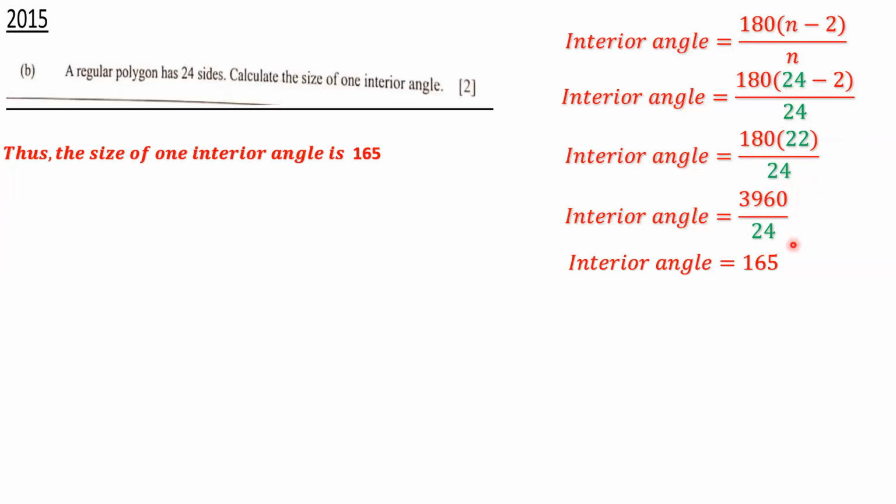And let's divide those two numbers. It's going to be 3,960 divided by 24. And that's going to be equal to 165. Which means that if we have a regular polygon that has 24 sides, each one of those interior angles is going to be equal to 165 degrees. Okay, let's move on to the next question.